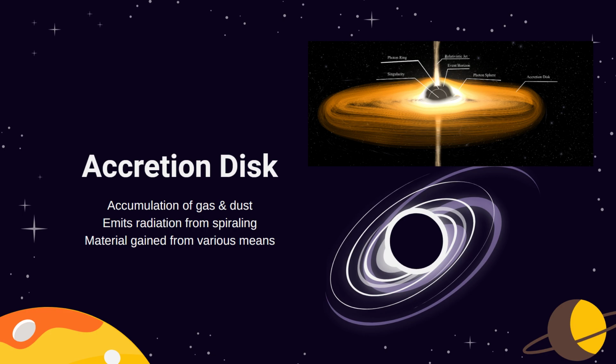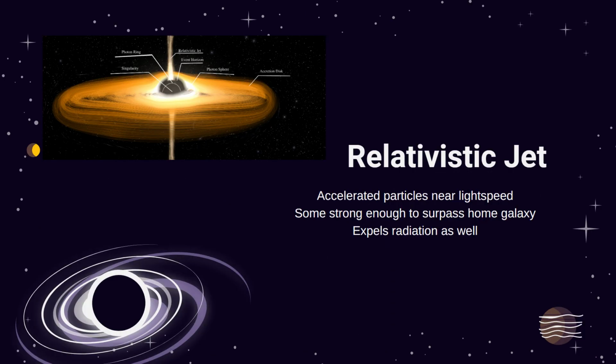One example is an X-ray binary system where you have a black hole slowly devouring a supergiant star. The material of the supergiant star is being brought to the black hole and spiraling around, and that is what makes up that accretion disk. And then finally is the relativistic jet. These are jets spewing out, and these are particles that are accelerated near light speed.